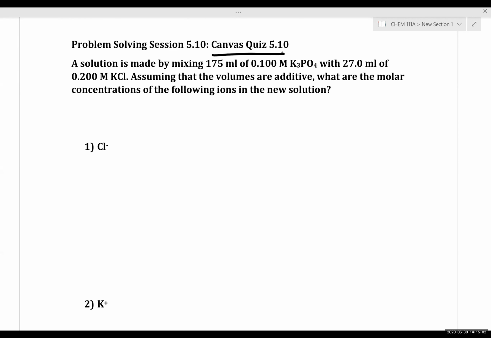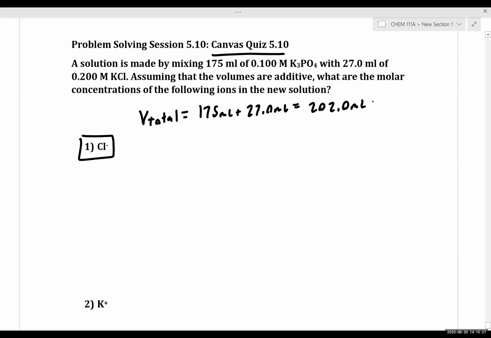So let's now discuss this example. So first, we're asked to calculate the concentration of chloride. Well, let's first figure out the volume total. So we have 175 milliliters plus 27.0 milliliters, which gives us 202.0 milliliters, which if we convert to liters, gives us 0.202 liters.